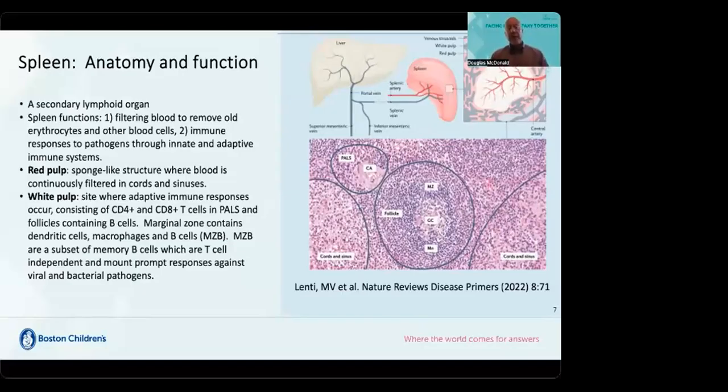The white pulp is the site where adaptive immune responses occur, and that consists of CD4 positive and CD8 positive T cells in the periarteriolar lymphoid sheath. And it also contains follicles, which are a source of B cells. The marginal zone of the spleen contains dendritic cells, macrophages, and B cells known as marginal zone B cells. And these are a subset of B cells which function in a T cell independent manner, and they are able to mount prompt responses against a variety of viral and bacterial pathogens.